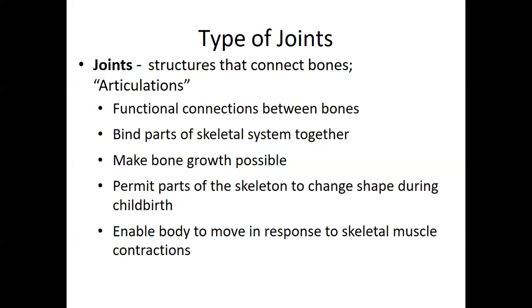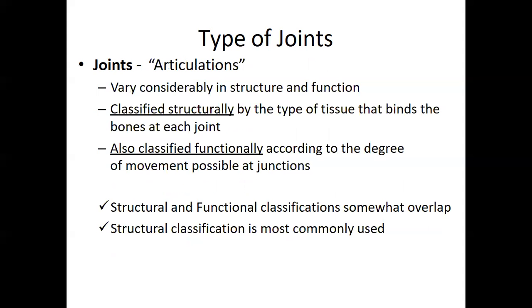And joints enable the body to move in response to skeletal muscle contractions. Your skeletal muscles will always cross a joint. A muscle will attach to one bone on one end, and the other end of that muscle will attach to a different bone. Because they cross a joint, when they contract, that allows the movement of the bones. Therefore, it allows your movement.